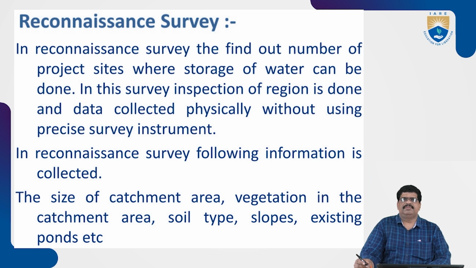So in the reconnaissance survey, the following information is to be collected. What information is to be collected? The first one is the catchment area. This is primary: how much catchment area there is at the particular construction site of the reservoir. Next, vegetation. The vegetation means the greenery, and how much the surroundings can be affected.